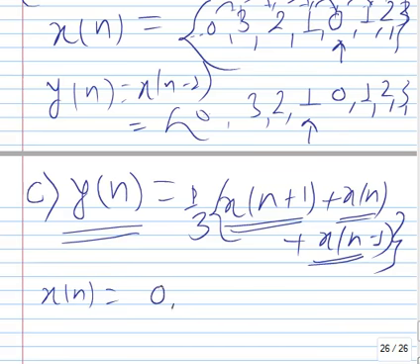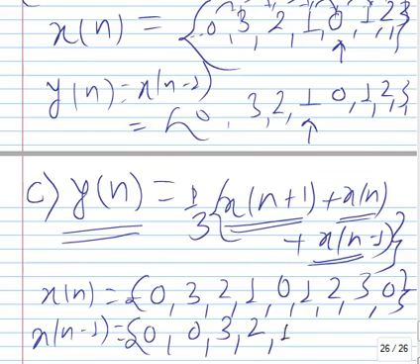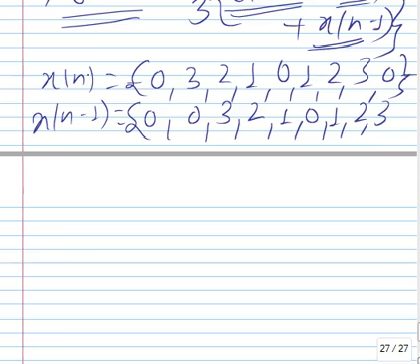What is this? This is 0 3 2 1 0 1 2 3 0 and like that. Both ends will continue with 0. So x[n-1] we have already seen in the previous example. This will become 0 0 3 2 1 0 1 2 3 and 0, and it will continue. Again, x[n+1].